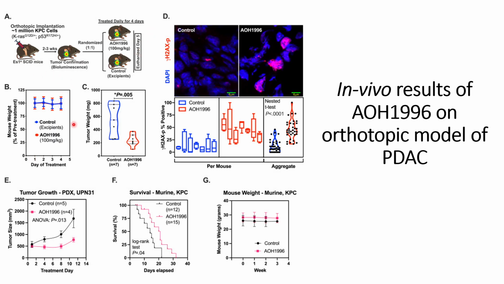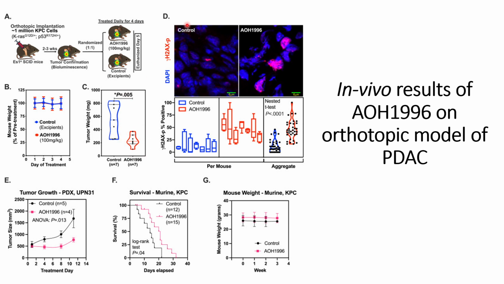First, they checked the mice weight, and they were not able to see any significant difference between the control mice and the AOH1996 mice. Then they checked the tumor weight, and they can see that in the AOH1996 group the tumor weight is significantly lower compared to the control case.